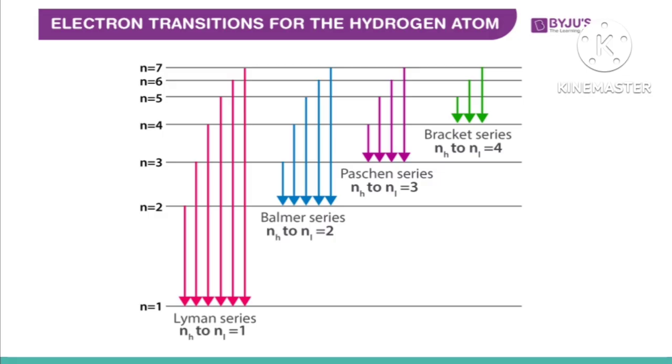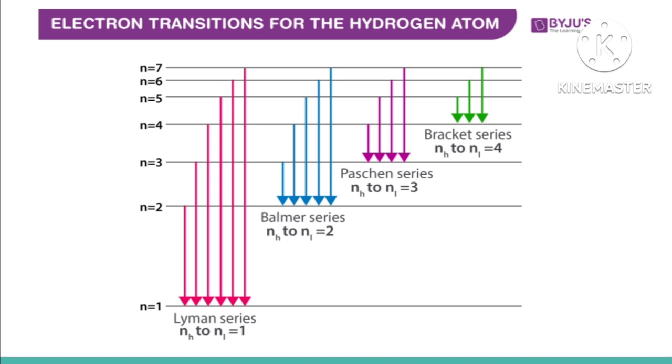Similarly, for the Paschen series, the electron transitions from any higher orbit, that is n equal to 4, 5, 6 and so on up to infinity, to the third orbit or second excited energy state, that is n equal to 3. For the Brackett series, the spectral lines are emitted due to the transition of an electron from any higher orbit, that is n equal to 5, 6, 7, 8 and so on up to infinity, to the fourth orbit.